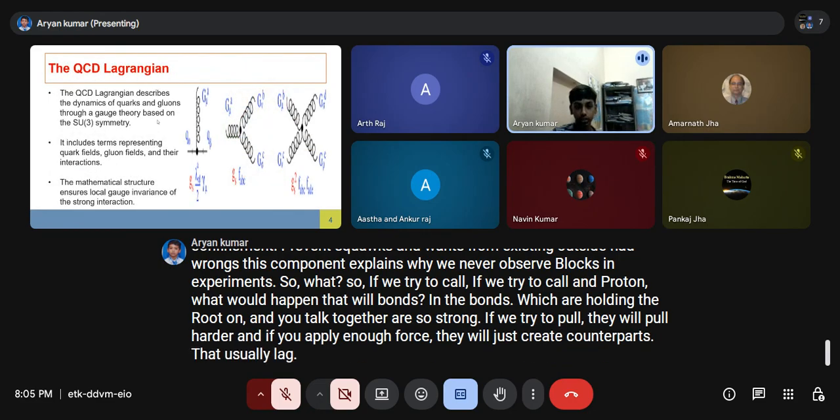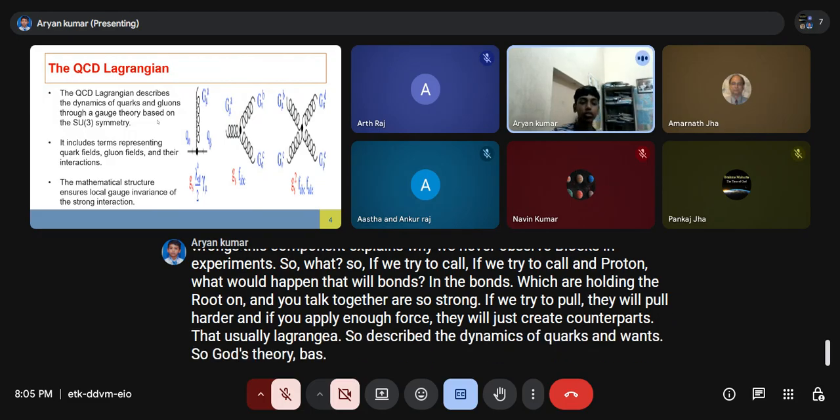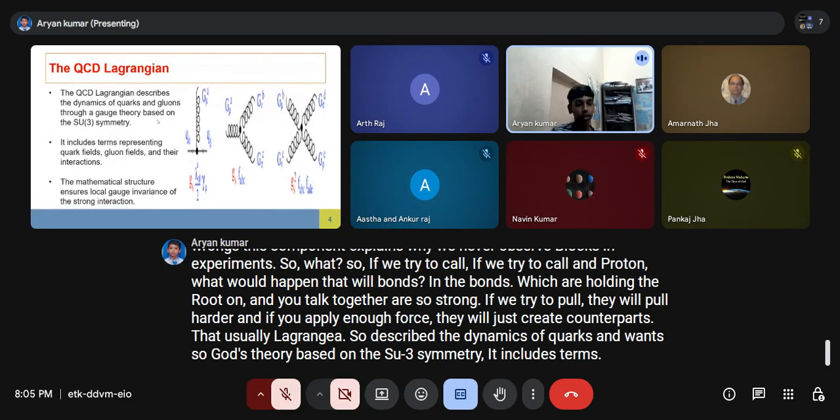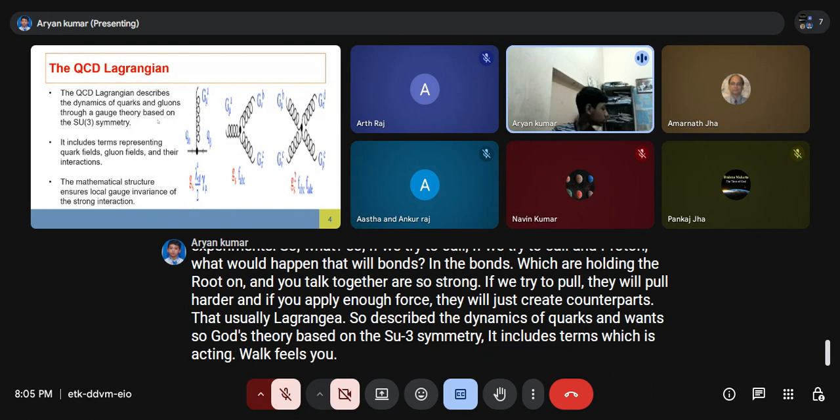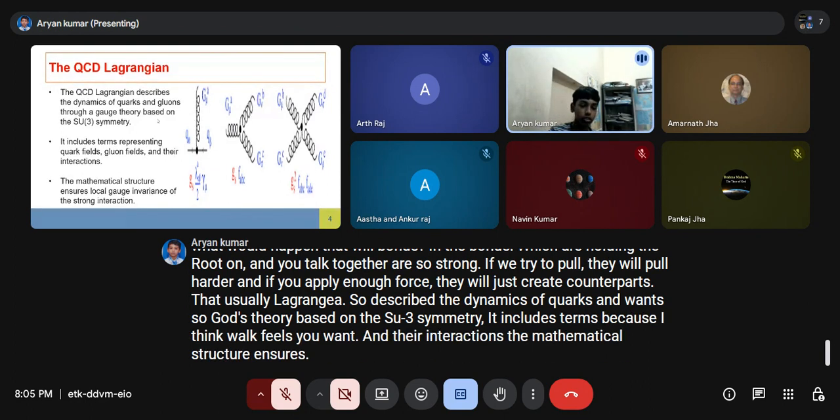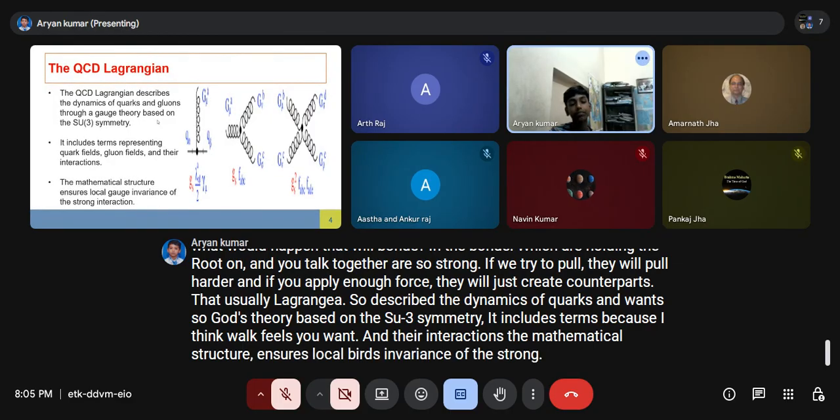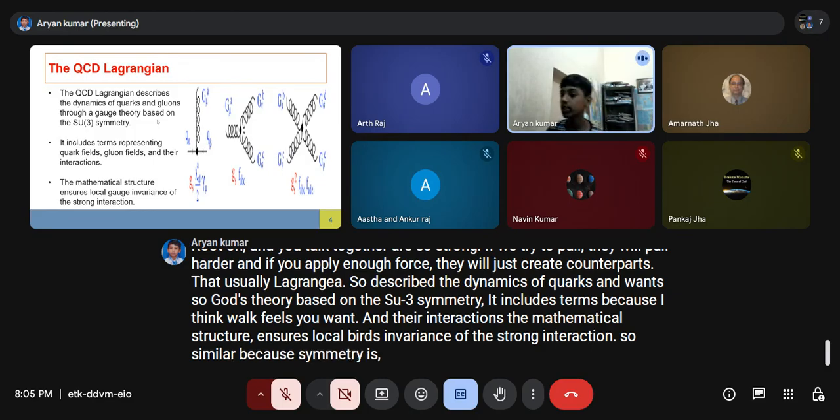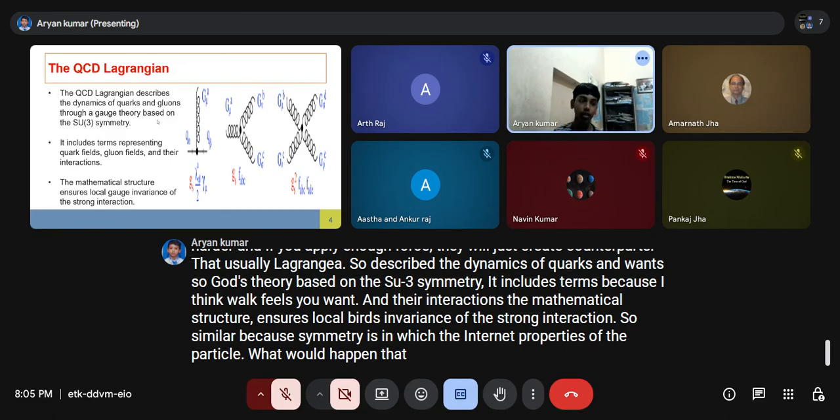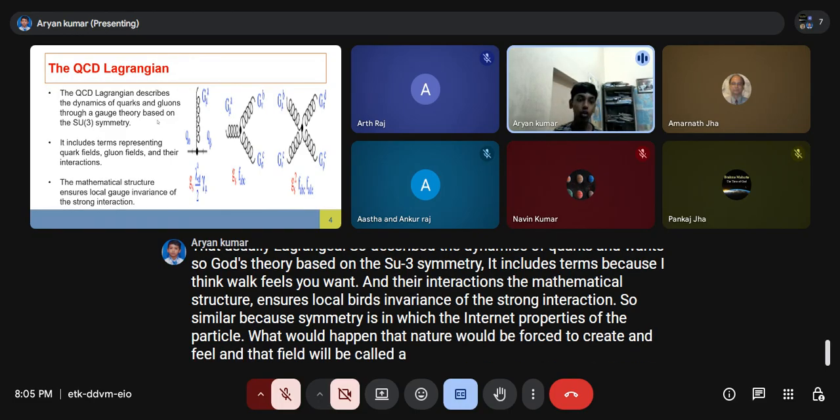The QCD Lagrangian. So it describes the dynamics of quarks and gluons through gauge theory based on the SU(3) symmetry. It includes terms representing quark fields, gluons, and their interactions. The mathematical structure ensures local gauge invariance of the strong interaction. So gauge symmetry is, if we change the internal properties of a particle, what would happen? Nature would be forced to create a field, and that field would be called a gauge field.